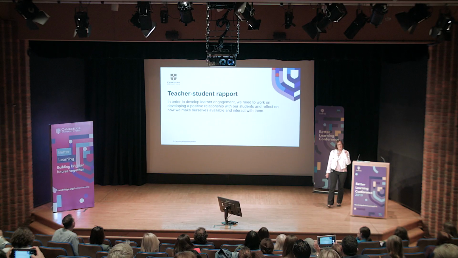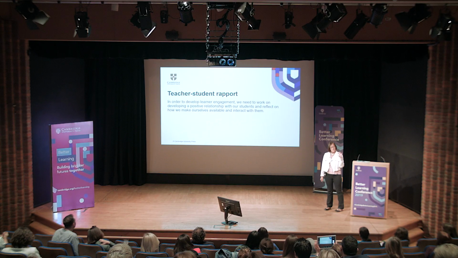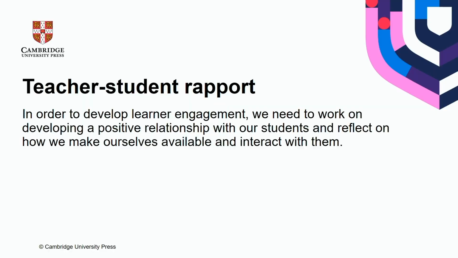This is the chapters in a nutshell. So we have, at the end of each chapter, we have them in a nutshell, what some of the essence of it is. And in the chapter, we've divided it into some of the guiding principles and some of the key ideas, and we've then got action points of things that you can do. So this is the sort of chapter in a nutshell. In order to develop learner engagement, we need to work on positive relationships with our students and reflect on how we make ourselves available and how we interact with them.